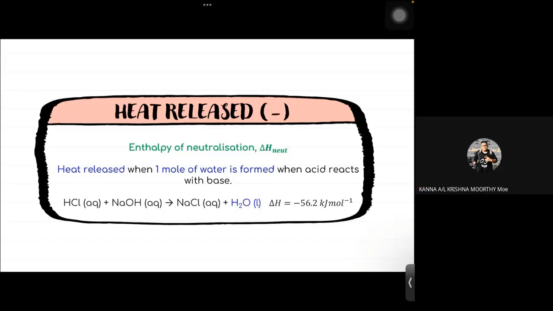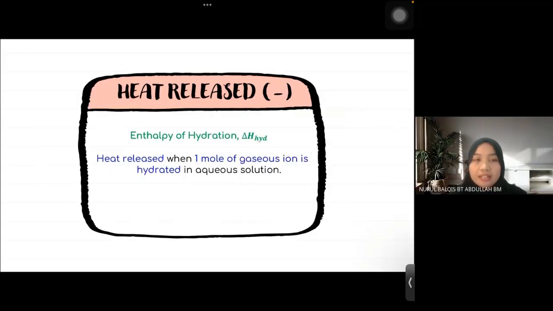Okay. So the third enthalpy involved for heat release is enthalpy of hydration. Kalau kita tengok example dia, your heat release belongs to the negative sign of delta H. Dan dia sambung lagi. Kenapa heat release? When 1 mole of gaseous ion is hydrated in aqueous solutions. Okay, kita tahu kita kena start dengan 1 mole of gaseous ion. That's why you have this Na+, gaseous ion belongs to your Na+.